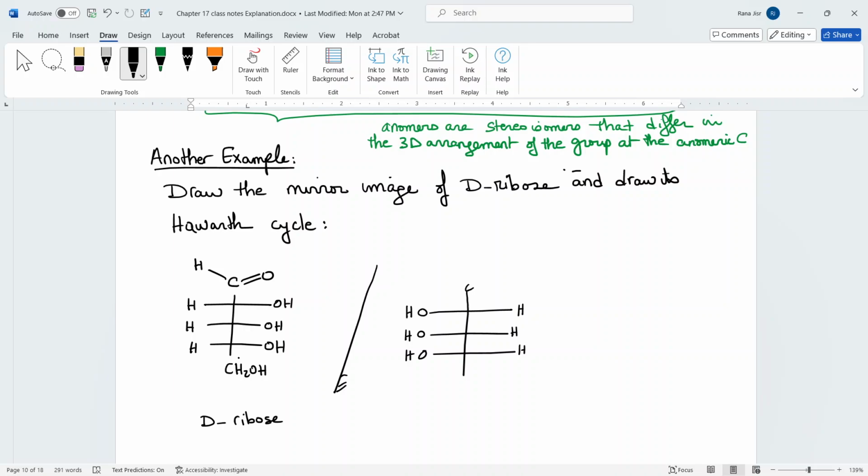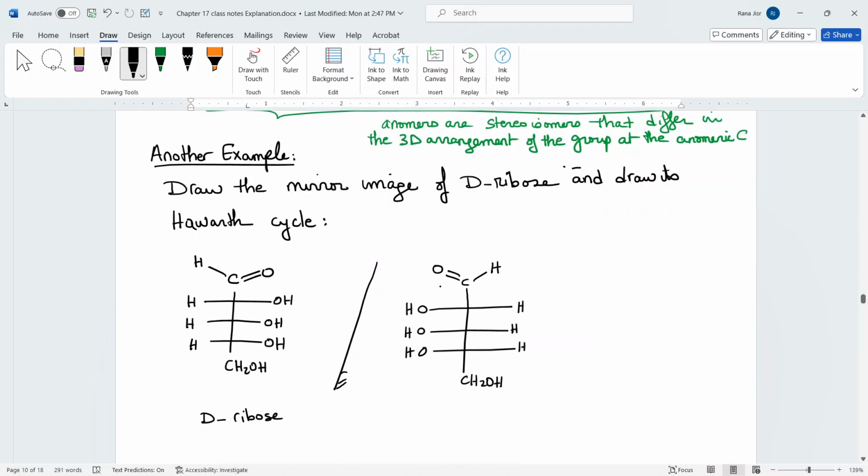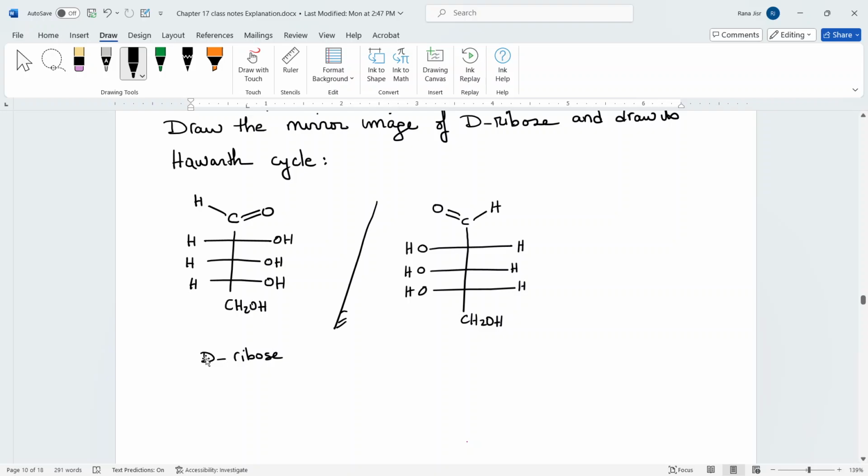Remember that everything on the vertical line stays the same. Okay, so you do have your carbon double bond O in there and the hydrogen. I'm just showing the reflection in there. And then you do have your CH2OH. Guys, remember that the mirror image of the D is the L stereoisomer in there. So that is going to be the L ribose.